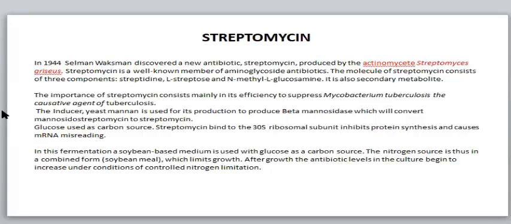Similarly, streptomycin production is also an inhibitor of protein synthesis. It binds to the 30S ribosomal subunit, and mRNA misreading is started. There is a nitrogen source, soybean meal, and glucose is used as carbon source.